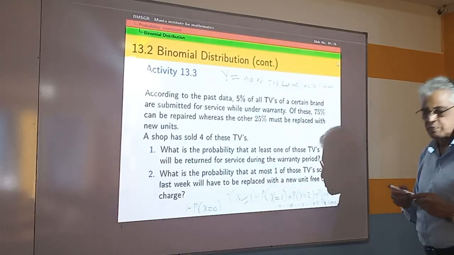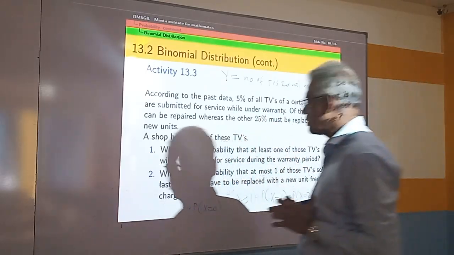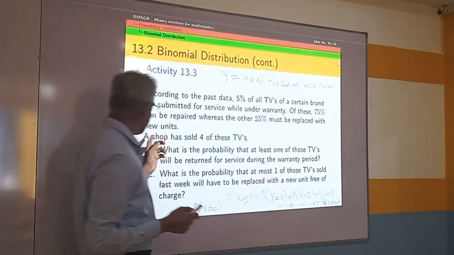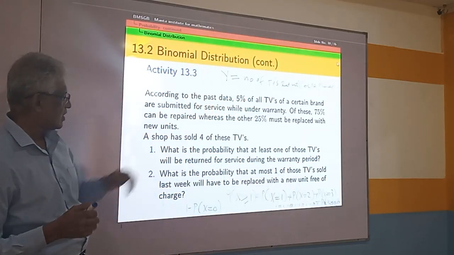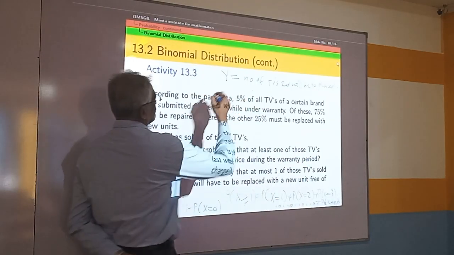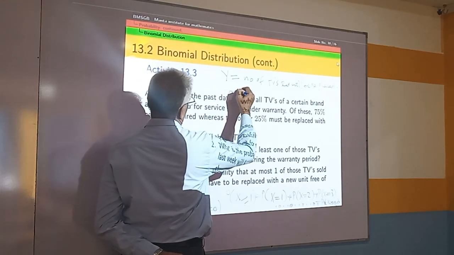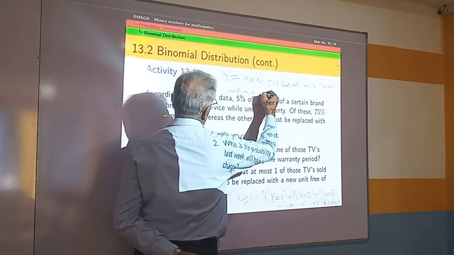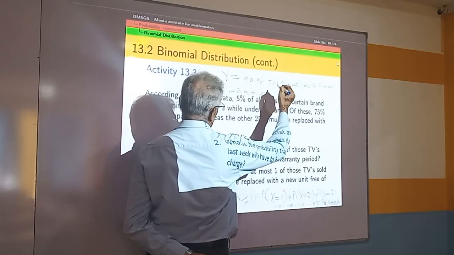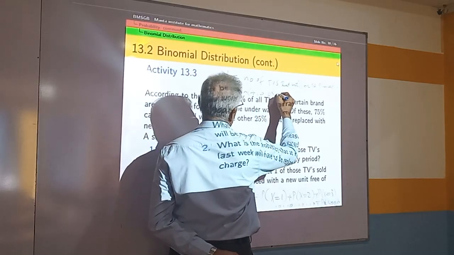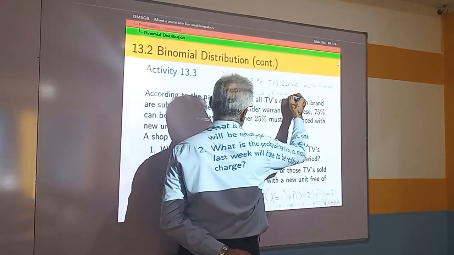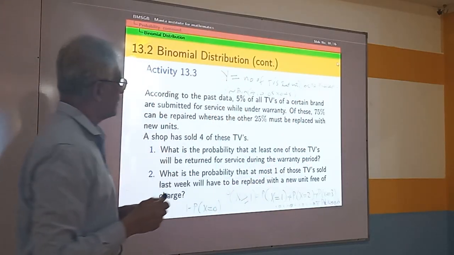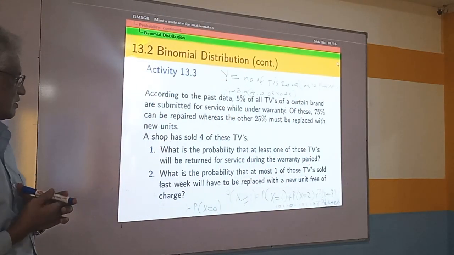So the success is being replaced, failure is not replaced. Still, we are looking at these four TVs that were sold in the last week. So therefore, we can say Y has a binomial distribution with n equal to 4 and theta in this case equal to 0.05 times 0.2. That is the probability of success.